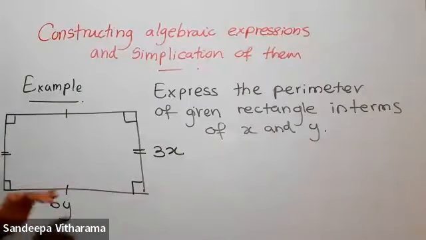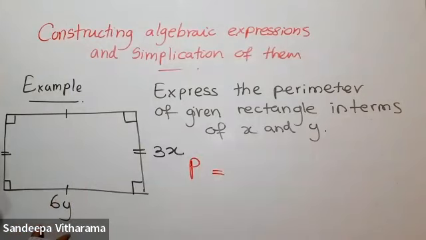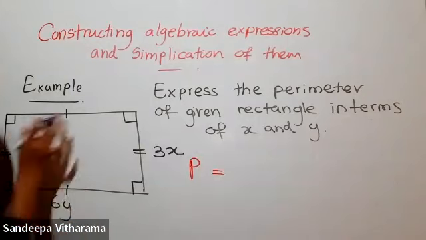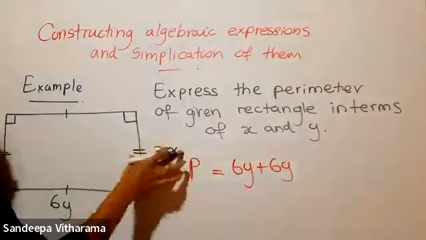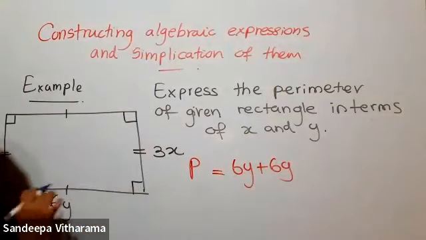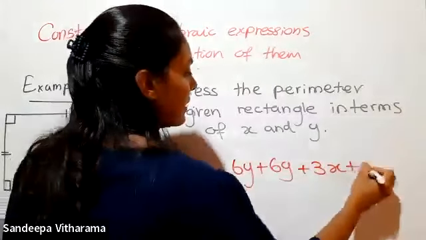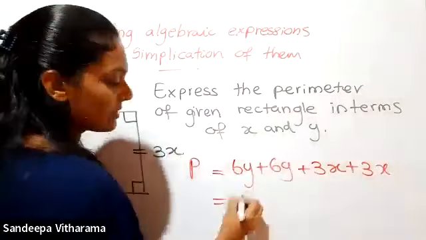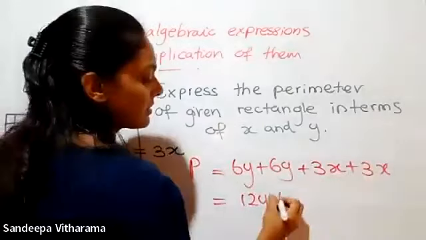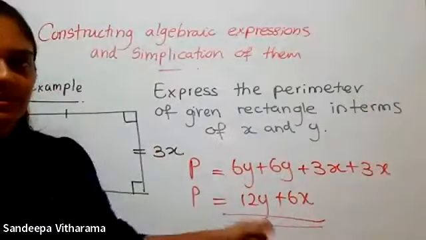Mhm. Here, what you have to do is add the lengths of the straight line segments. No? Then perimeter is equal to... Now, there are two equal sides of a rectangle. Then we can add two 6y's, 6y plus 6y. Then two 3x's because there are two sides equal to 3x. So two 6y's, that means 6y plus 6y, answer is 12y. Two 3x's, then it is 6x. Or you can write the answer as 6x plus 12y.